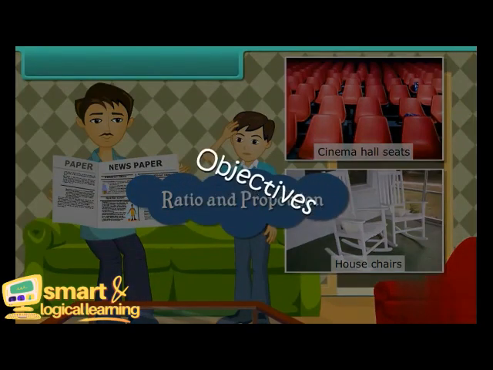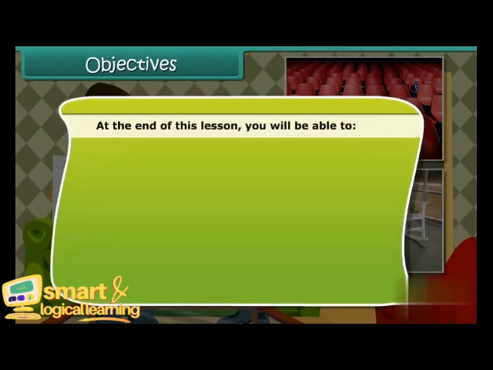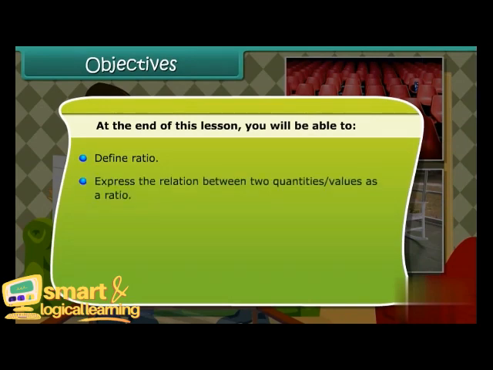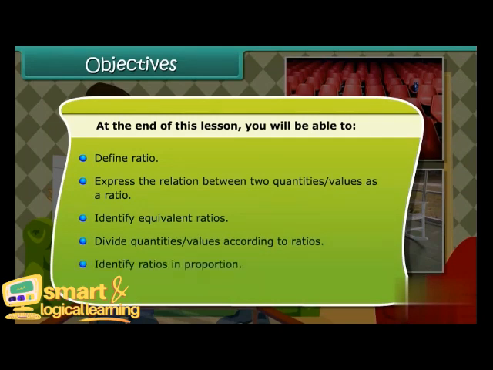Objectives. At the end of this lesson, you'll be able to define ratio, express the relation between two quantities as a ratio, identify equivalent ratios, divide quantities and values according to ratios, identify ratios in proportion, and use the unitary method to find the value of one and many.